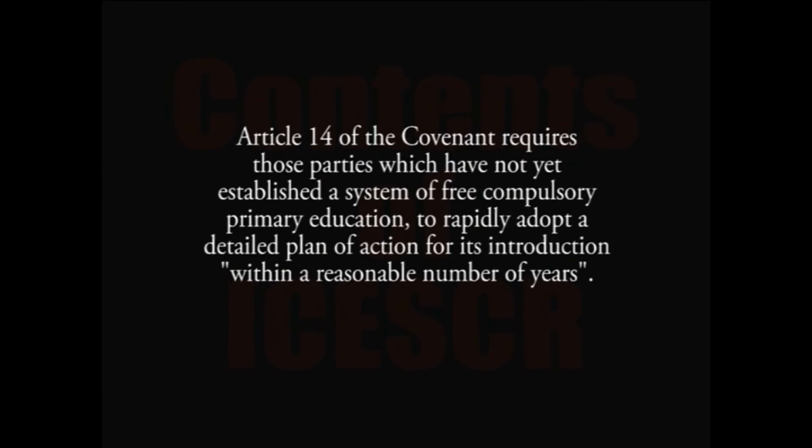It also recognizes the right of parents to ensure the religious and moral education of their children in conformity with their own convictions. This is interpreted as requiring public schools to respect the freedom of religion and conscience of their students, and as forbidding instruction in a particular religion or belief system unless non-discriminatory exemptions and alternatives are available. Article 14 of the Covenant requires those parties which have not yet established a system of free, compulsory primary education to rapidly adopt a detailed plan of action for its introduction within a reasonable number of years.